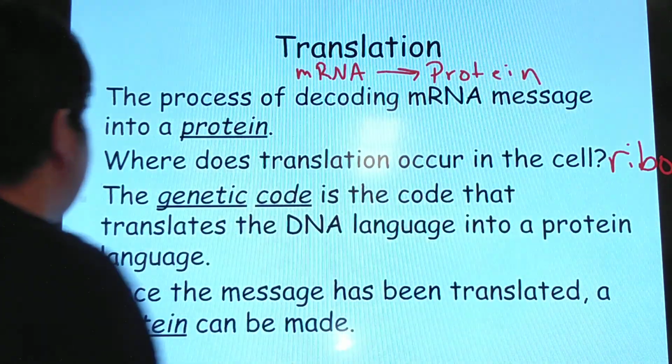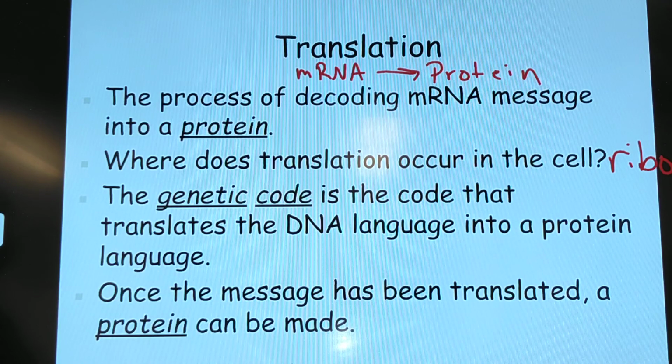Happens in the ribosome. So the genetic code is a code that translates the DNA language into a protein language. So the genetic code goes from DNA to protein, translates that DNA language into protein language. And once that message has been translated, the protein can be made. So translation to protein.